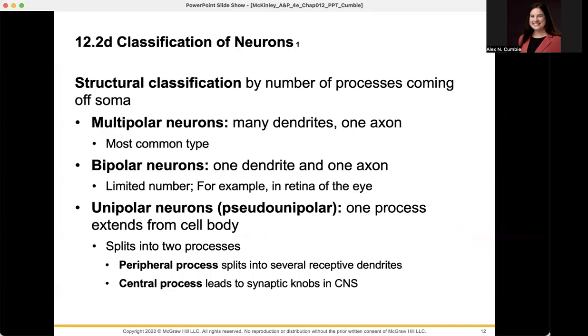We have some exceptions to this in different parts of the body where we have a different structural classification for neurons. One is a bipolar neuron: one dendrite, one axon. Places you would see this are going to be in our special sense areas. Our special senses are our sense of vision, smell, hearing, taste, that type of thing. An example of this could be in the retina of the eye, where we have these bipolar neurons. I'm going to see if I can draw real quick for you.